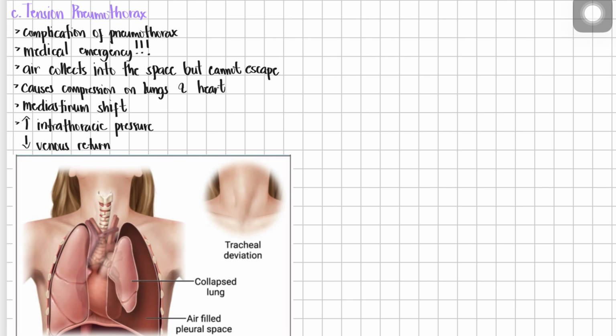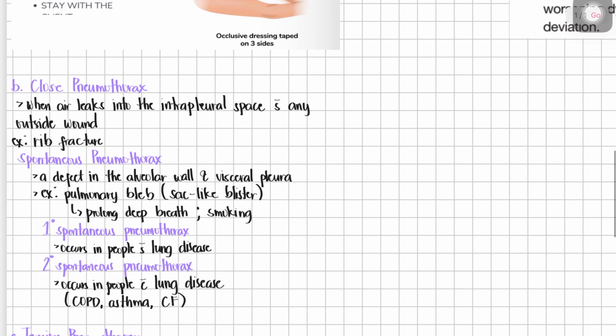Okay? Mako-compress niya pa yung vena cava natin, okay? Thus, decreasing venous return. Pag na-compress din yung vena cava natin, kukunti na lang ang dadaloy na dugo papunta sa ating heart, okay? Thus, decreasing cardiac output. Okay, ganun kalala si tension pneumothorax. That's why it is a medical emergency, okay?